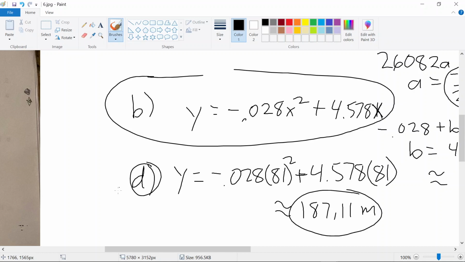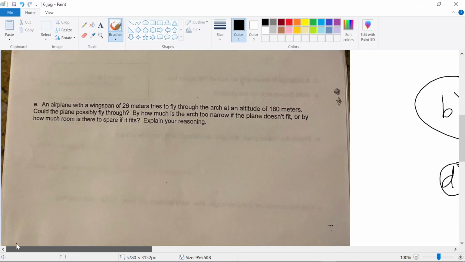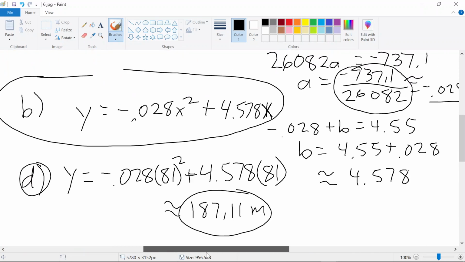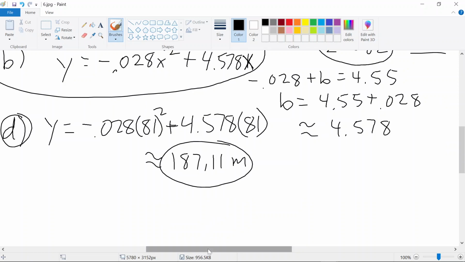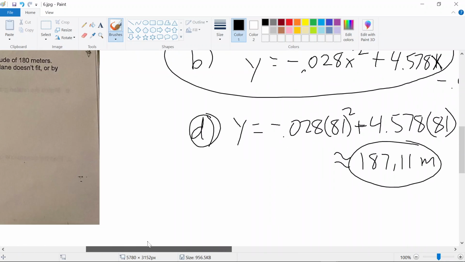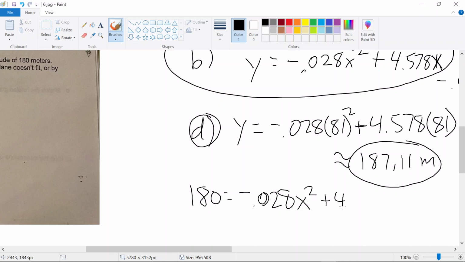D is 187. Now E says, an airplane with a wingspan of 26 meters tries to fly through the arch at 180 meters. By how much is the arch too narrow if the plane doesn't fit, or by how much room is there if it fits? All right, so I know that y equals, in this case, 180. So it's a little bit below the top. 180 equals negative 0.028 x squared plus 4.578 x.